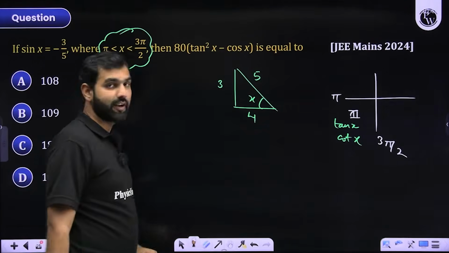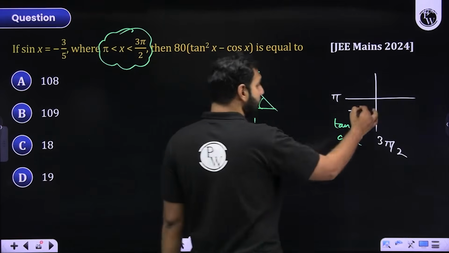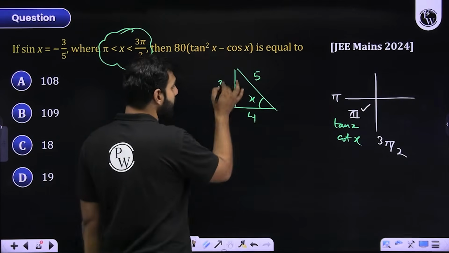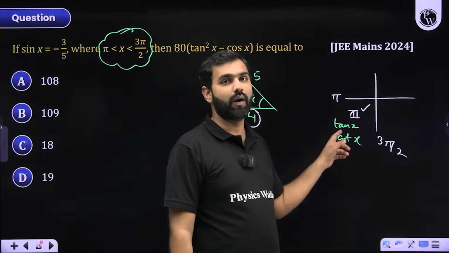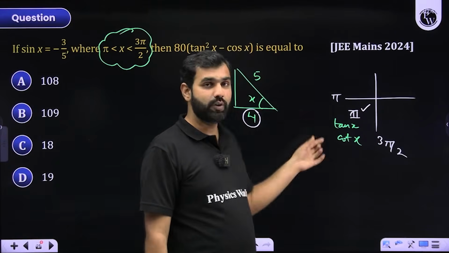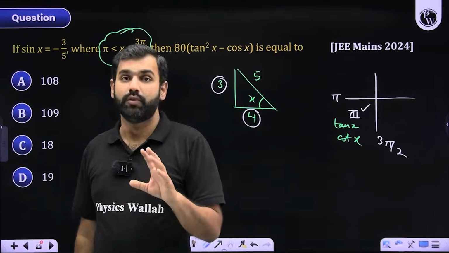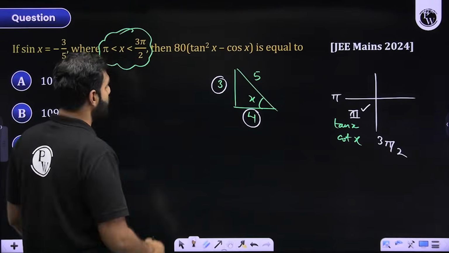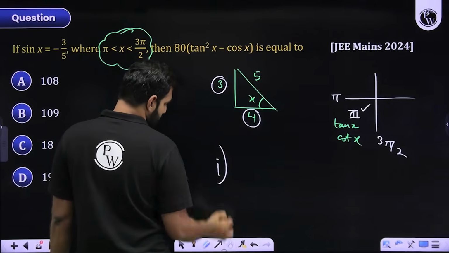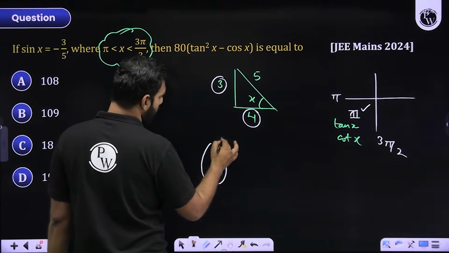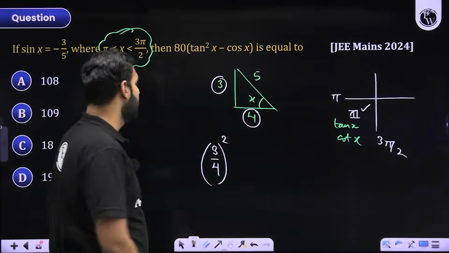So what will be the value of tan x? See, in the third quadrant, tan x is going to be perpendicular upon base, which is 3 by 4. And for the third quadrant, whatever x is, tan x is going to be positive. So tan square x we wish to write, or tan x, it is going to be 3 by 4 whole square. Did you get this part?